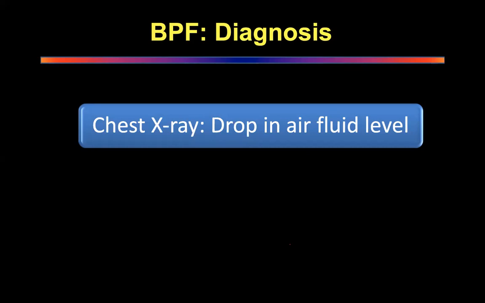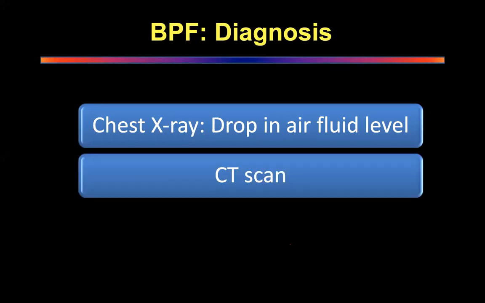And the moment you see a drop in the air fluid level, particularly post-pneumonectomy, that means the fluid is going somewhere. And the only possible place where it can go is actually the bronchopleural fistula. So in a post-pneumonectomy, if you've got a drop in air fluid level, or in a post-op lobectomy patient, you've got a new air fluid level in the pleura, both are suggestive that you've got a bronchopleural fistula.